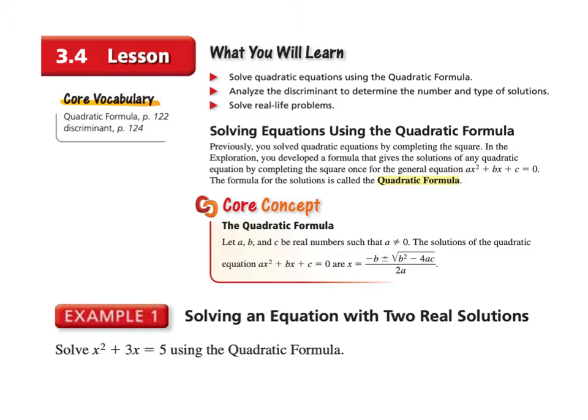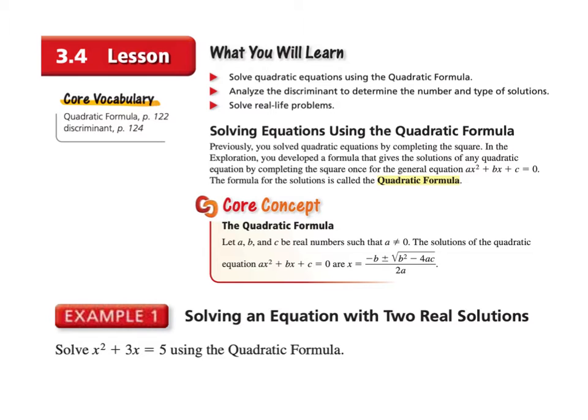So previously, we solved quadratic equations by completing the square, or factoring, or just simply using the square root if we're missing the middle term, the bx term. We do have a formula that will solve any quadratic equation. That's kind of the cool thing. It's kind of wrapping it all up. This works all the time.